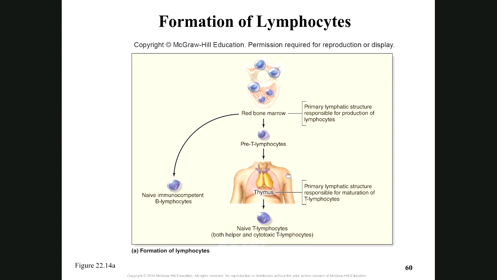In this picture, you can see the formation of lymphocytes. In the red bone marrow, we have a lymphoid stem cell, and this lymphoid stem cell can differentiate to lymphoblast. If the lymphoblasts remain and mature in the bone marrow, they make B lymphocytes. If these lymphoblasts migrate to the thymus, they mature into T cells. We have two types of T cells: one is called T helper, and the other is called T cytotoxic.